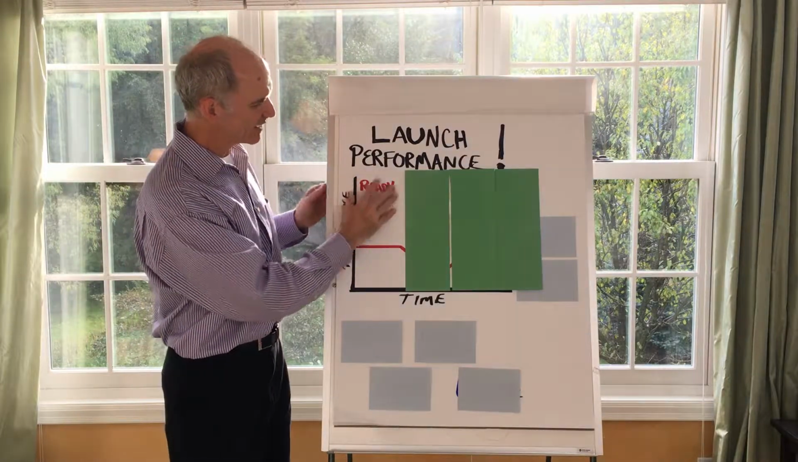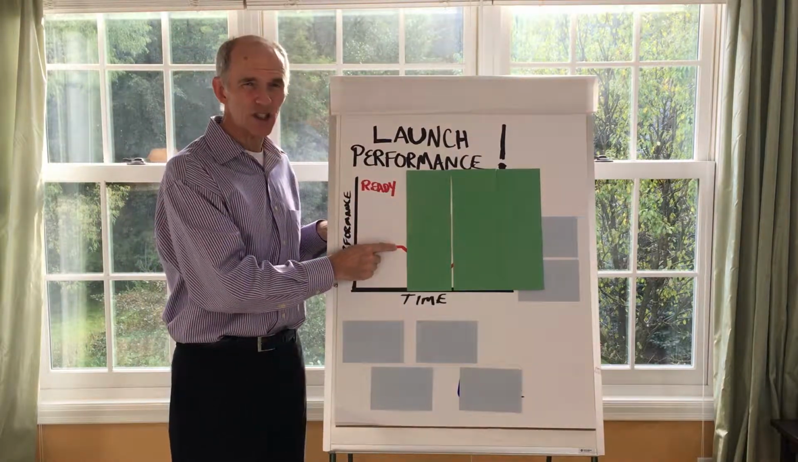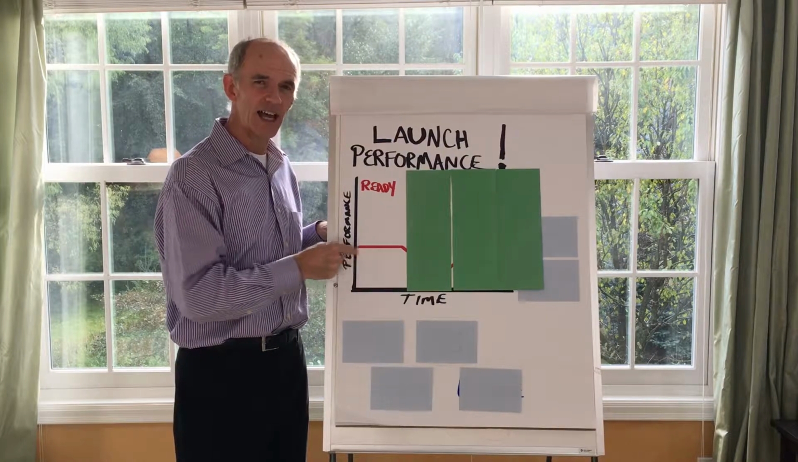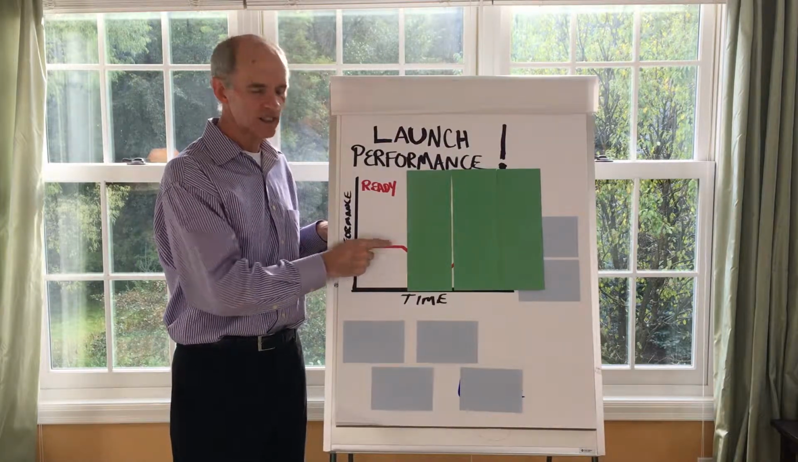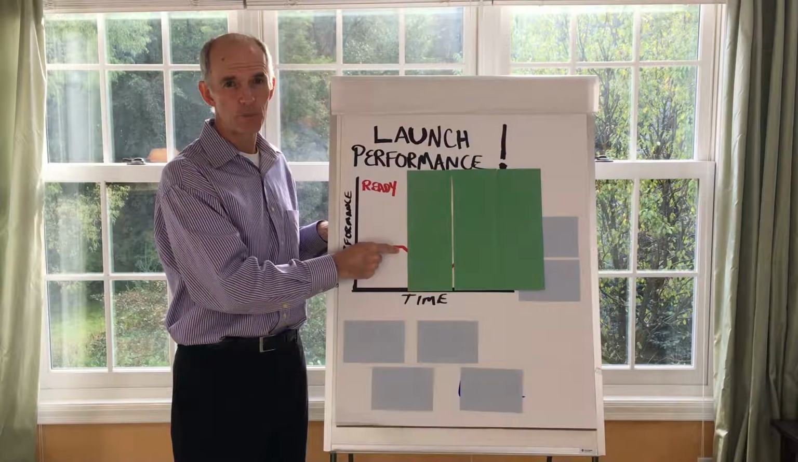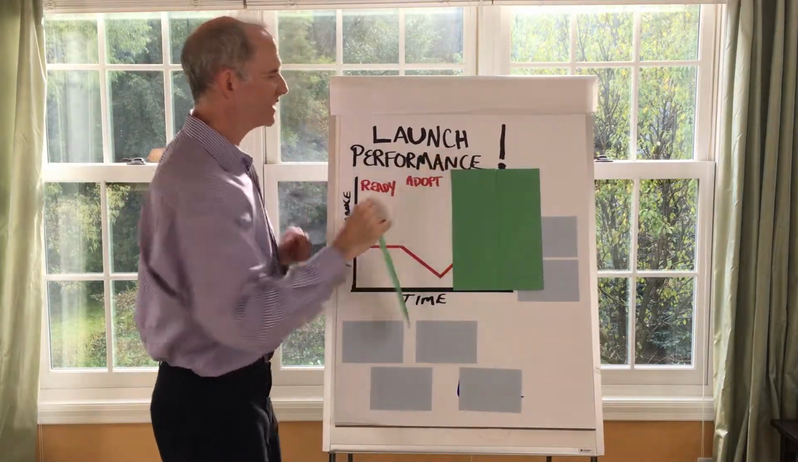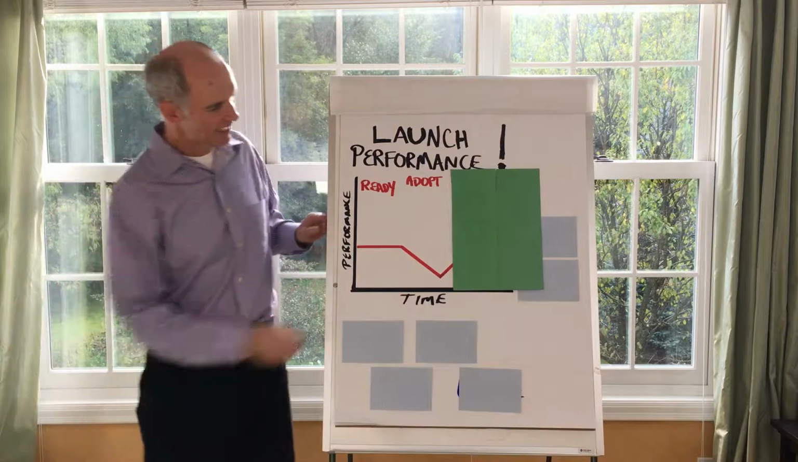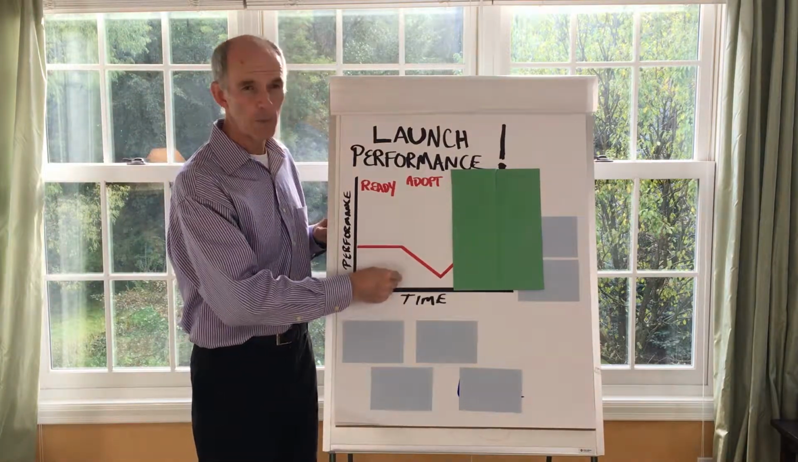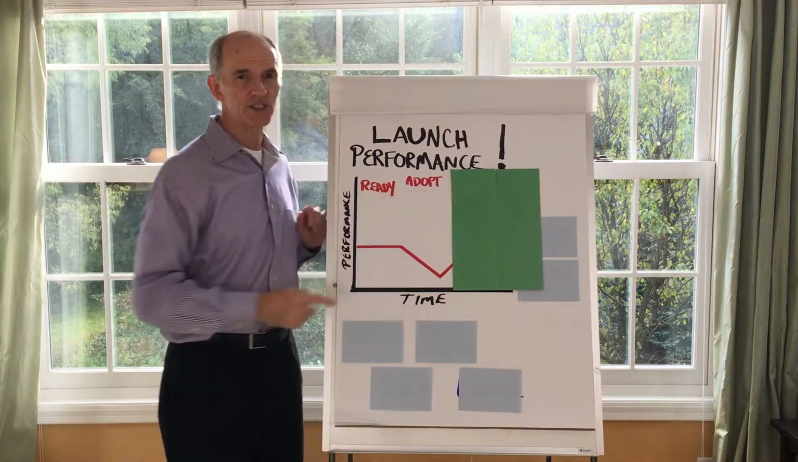So in readiness, you have performance, but you haven't launched anything yet. That's why the line is straight across, because the old performance is still where it was before. But then the next stage of this launch performance is that you launch something. And this is your launch day right here. And then you get into adoption.